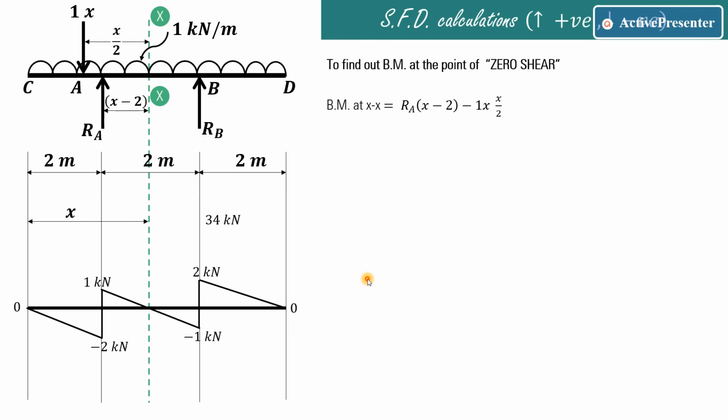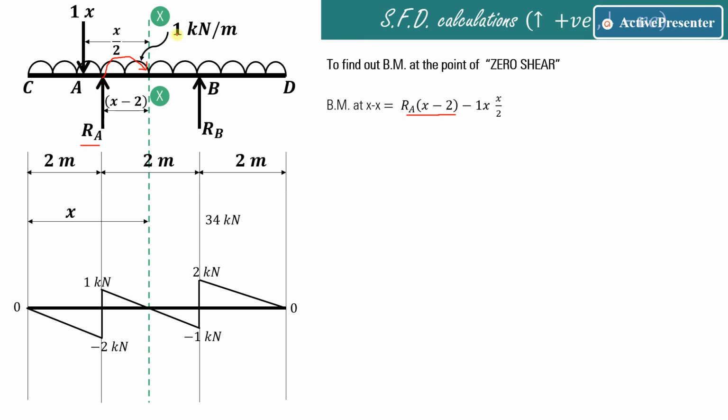Now first we'll find out what will be the bending moment at this point of zero shear. So this is the section XX about which we have to find out the bending moment. Consider all the forces which are acting on the left hand side of this section XX. So on the left hand side of this section XX we are having RA, and this RA is producing clockwise moment about section XX, so it is positive. So RA into x minus 2.